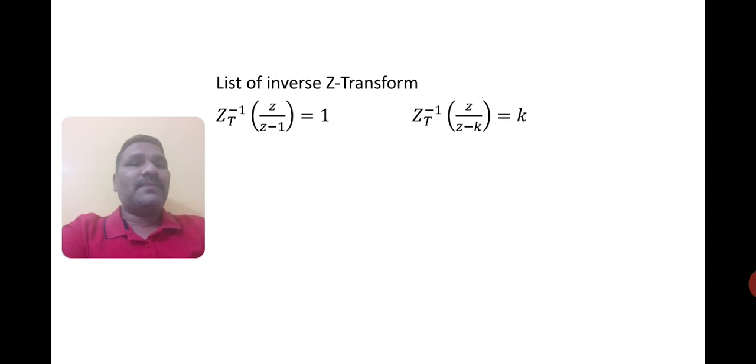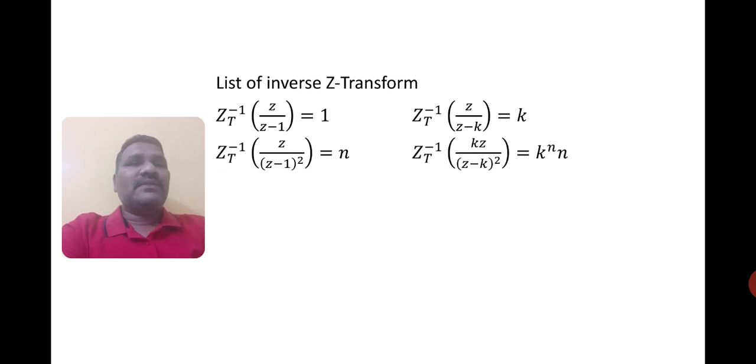Now we take the inverse Z transform, as I told at the beginning itself. Inverse Z transform of z by z minus 1 is equal to 1. Inverse Z transform of z divided by z minus k is k to the power n. Inverse Z transform of z divided by (z minus 1) whole to the power 2 is n. Inverse Z transform of kz divided by (z minus k) whole to the power 2 is k to the power n into n.